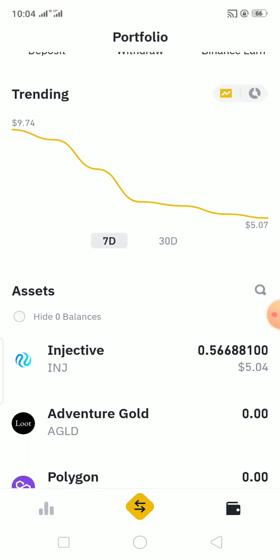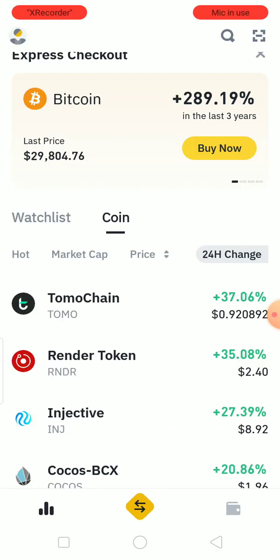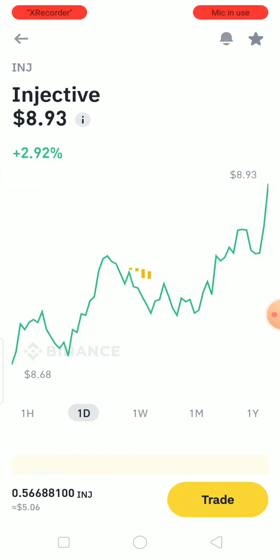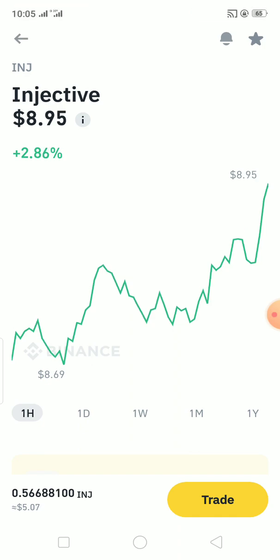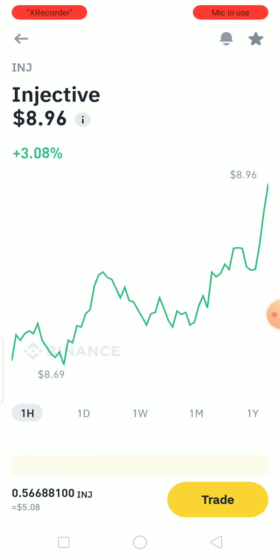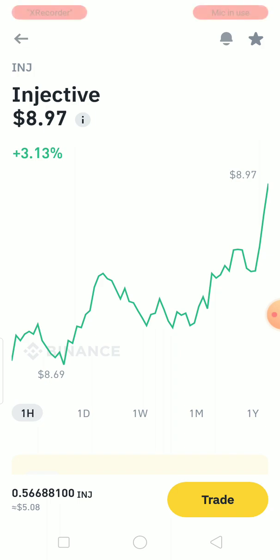See the Injective coin, I have now 4.4 balance. Injective coin, and this is trending. Injective coin is 27%. It's going good. Now you can see I have earned 2 cents within seconds. This is how you can trade. 3 cents. Wow, it's going marvelous. Okay, 8 cents, you can see it's going very nice. So it's a good currency for us.